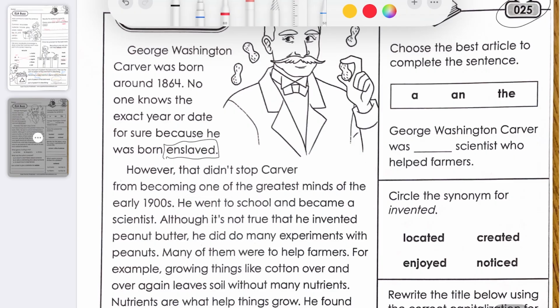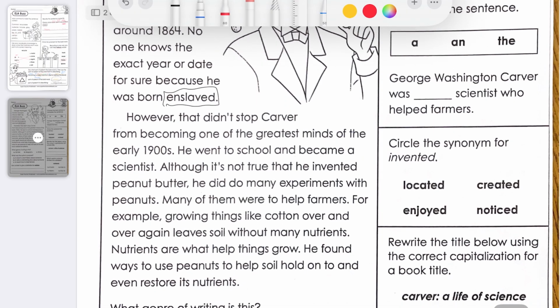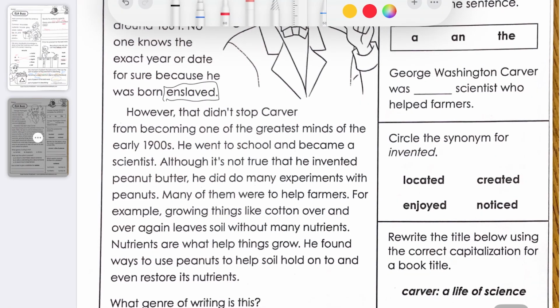Enslaved, meaning he was a slave. However, that didn't stop Carver from becoming one of the greatest minds of the early 1900s. You can think of this as like big brain. He went to school and became a scientist. Although it's not true that he invented peanut butter, some people think he did, he did do many experiments with peanuts.